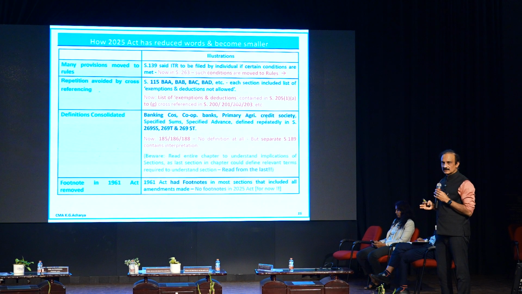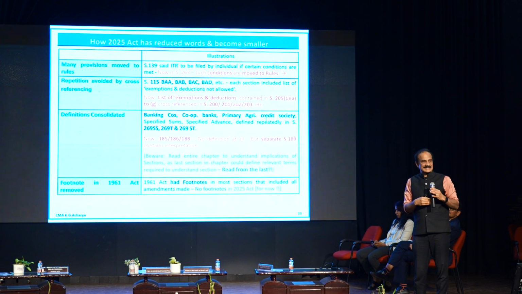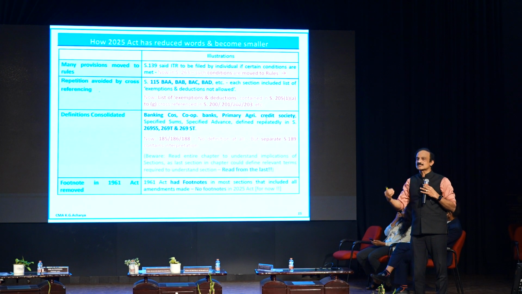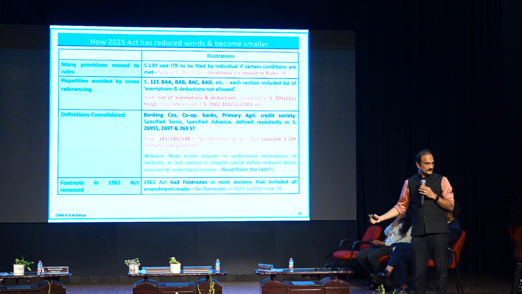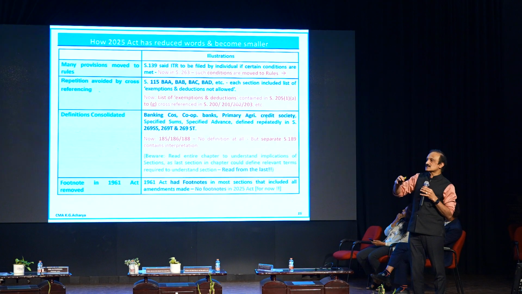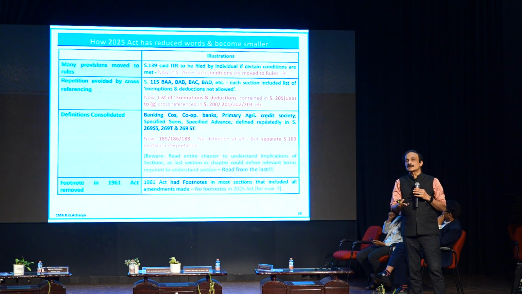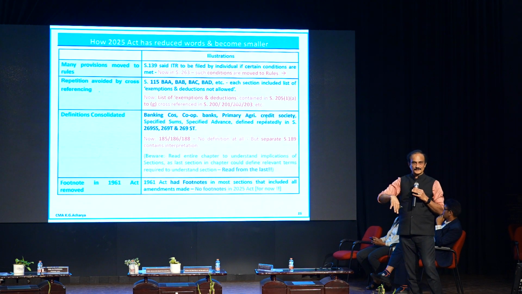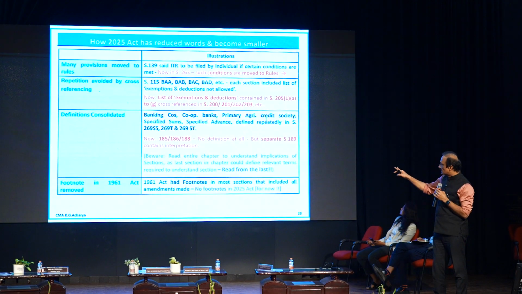Definitions have been consolidated. Earlier certain words, for example specified sums, specified advances under 269SS, were defined both under 269SS and 269T. Now all the definitions have been moved to the end of the chapter. Whatever words are used in that particular chapter have been moved to the end. So for those who are reading income tax for the first time, you read it from the last, because the definitions are in the last now. So beware, read the entire chapter to understand the implication of the sections, as the last section in the chapter could define relevant terms required to understand the section. So read from the last.